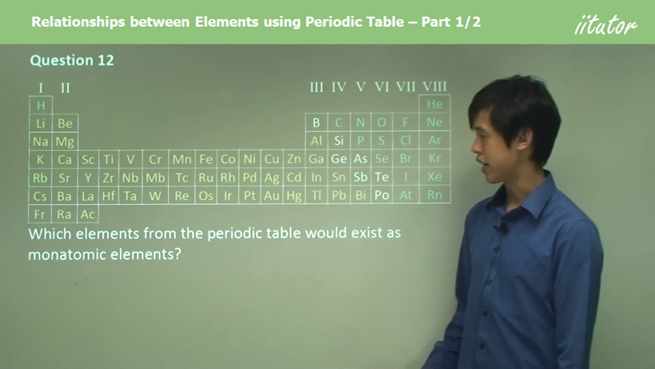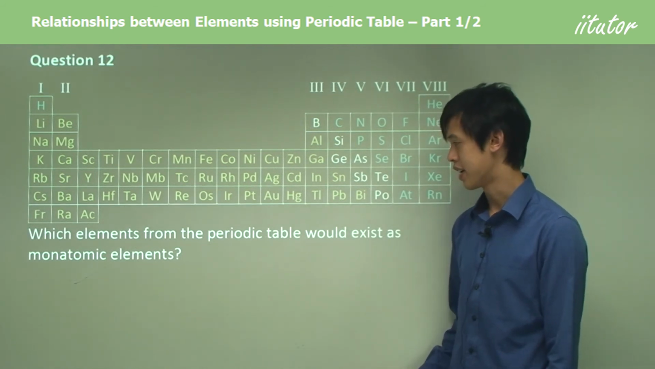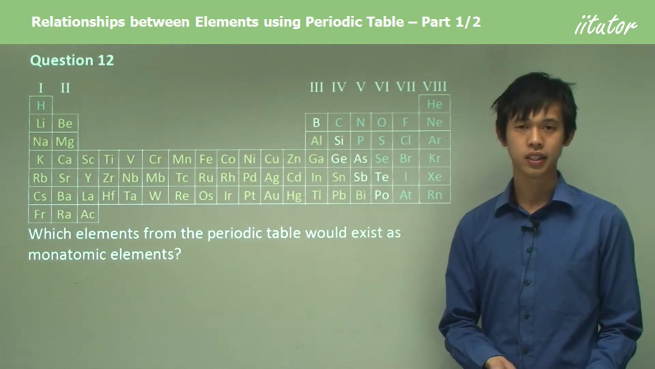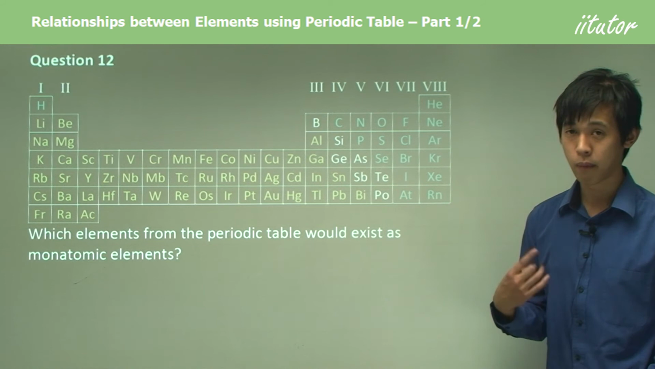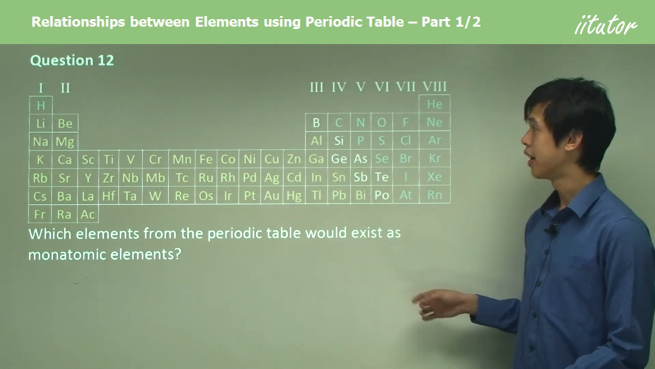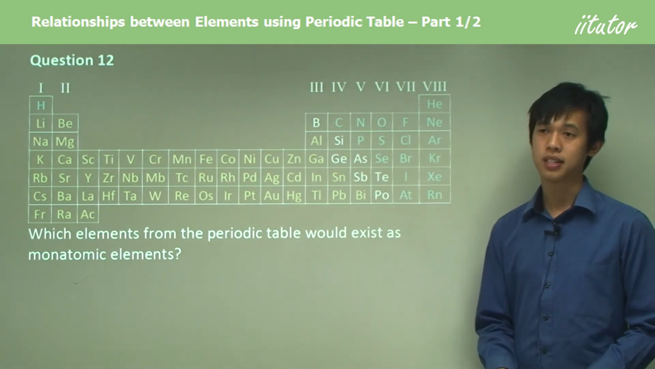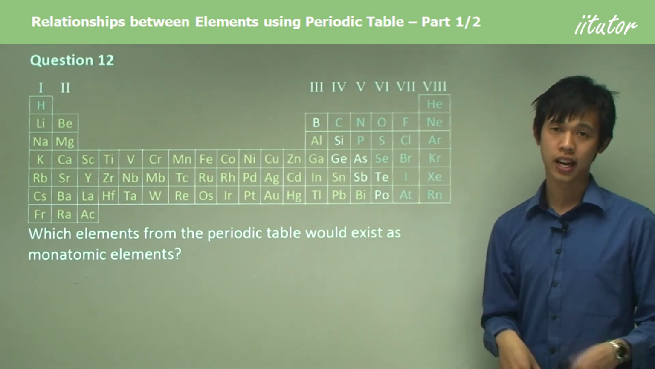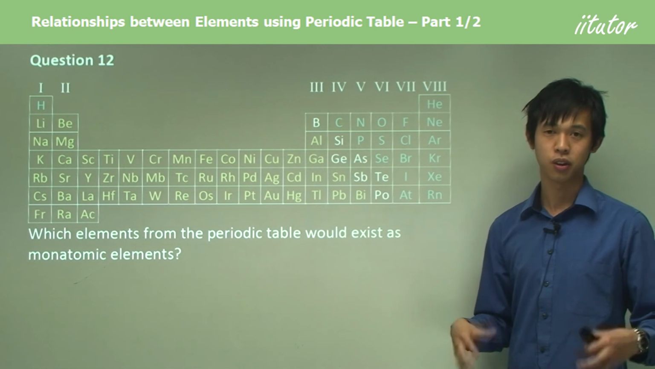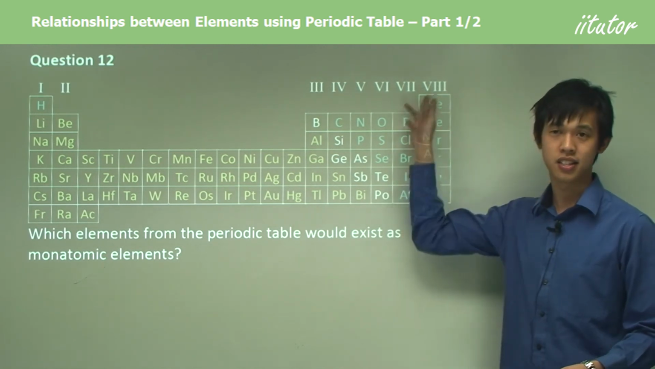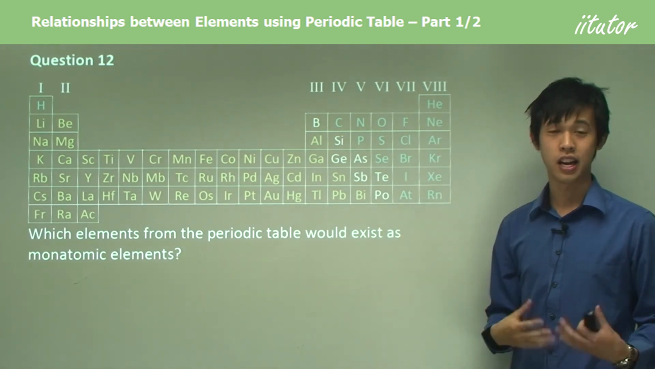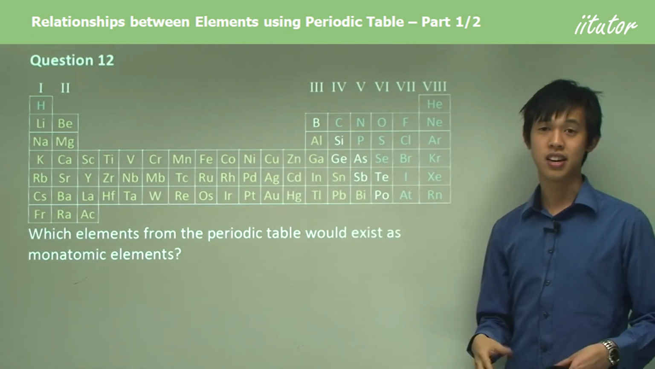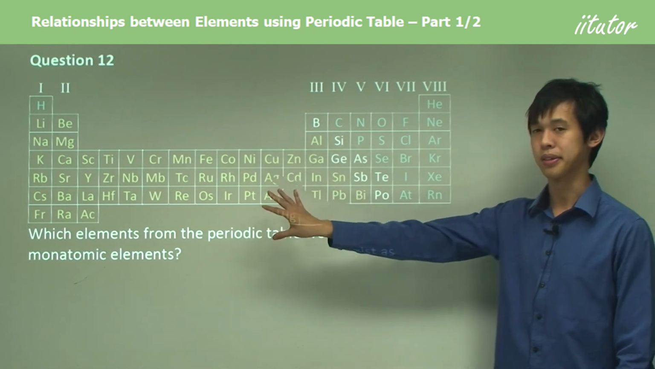Question 12. Which elements from the periodic table would exist as monatomic elements? So which one doesn't bond with anything? Which one's the least reactive? When we look at the periodic table, the chemical properties that the periodic table tells us, we know that group 8 is the group that doesn't react with anyone. They're the cool group. Everyone wants to be these guys. So this group is the group that all of these other elements are aspiring to be like. And so they don't interact with any of the other chemicals.